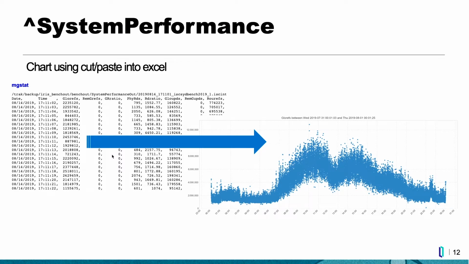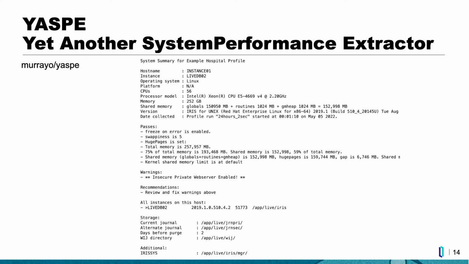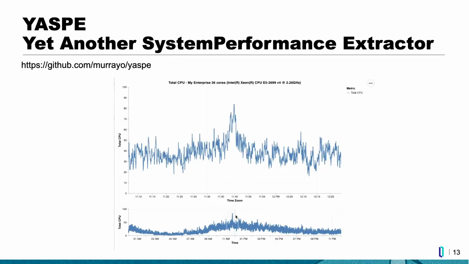So over the years, I've worked on a tool, and in fact Fabian, who's sitting here in the front, has worked on iterations of this as well. We used to have YAPE, Y-A-P-E, yet another pButtons extractor, but it's not called pButtons anymore, it's called System Performance. So being the sort of person I am, I rewrote it again and called it YASPE, yet another system performance extractor.